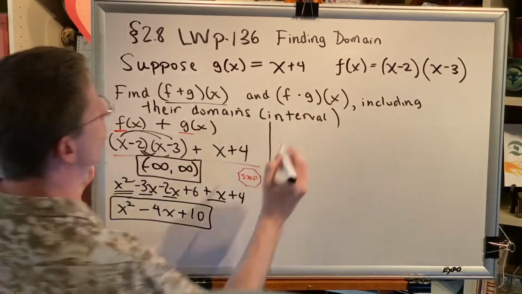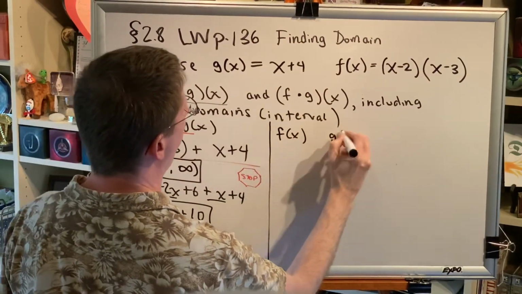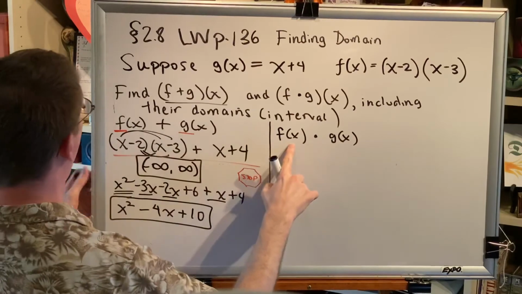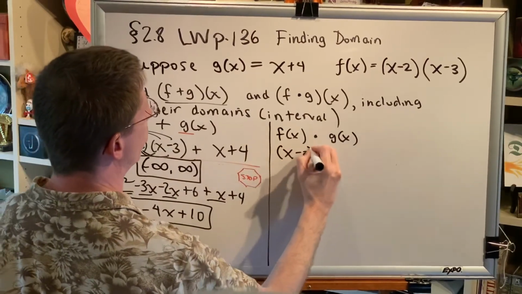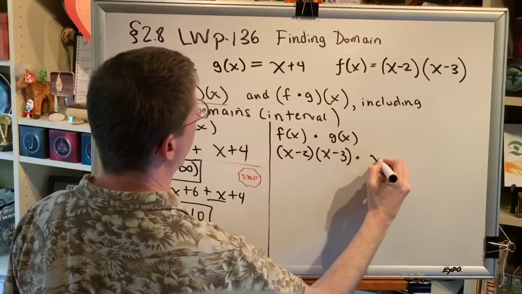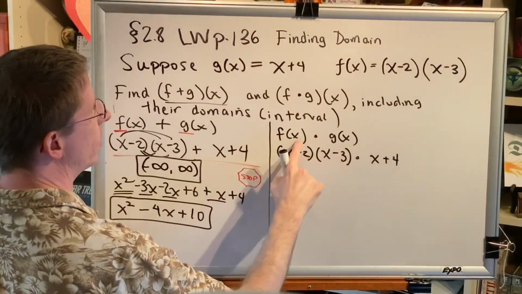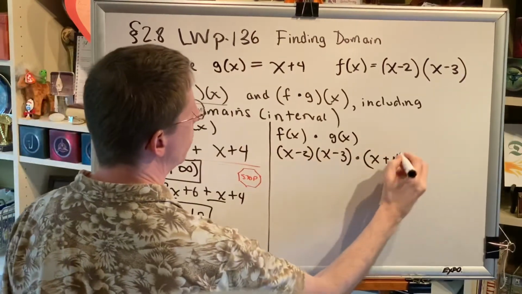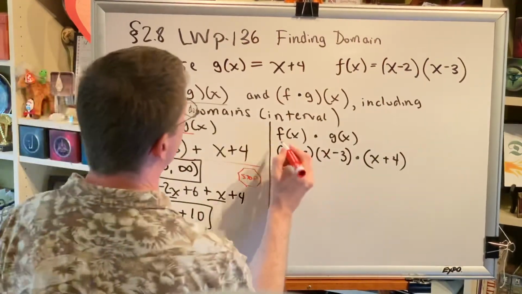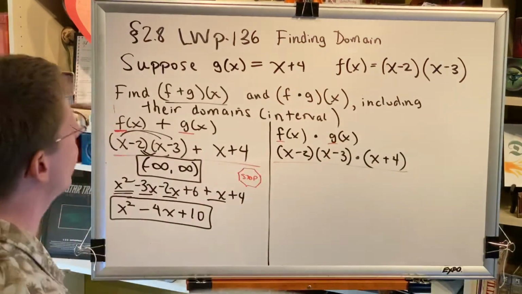Okay, let's now turn our attention to f dot g of x. We have f of x and g of x being multiplied. Again, we replace. F of x is the x minus 2 times the x minus 3. G of x is the x plus 4. Notice that we're replacing g of x with something new, and g of x is a multiplier. Therefore, it must be included in parentheses. This is the first line of algebra where our function names have been removed. So we use this line of algebra to determine the domain of our function.